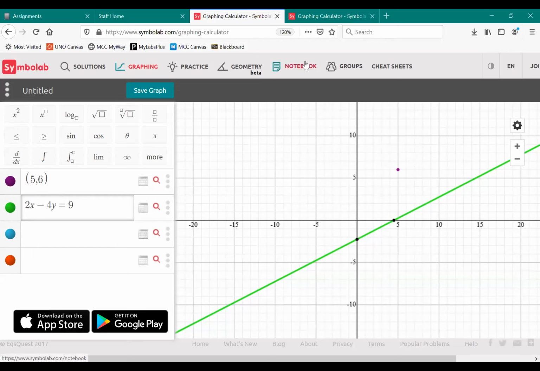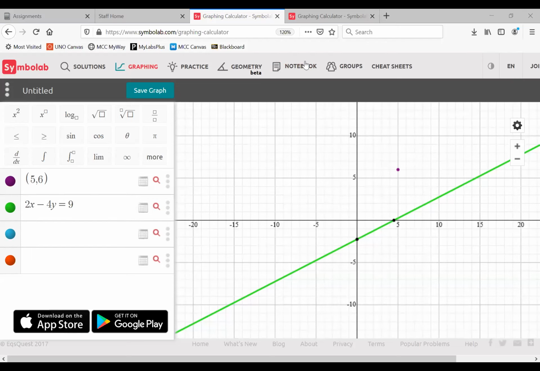So I'm going to, by hand, sketch what I think that would look like. Okay, so I'm going through this point 5, 6. I want to try to make a line that's perpendicular to this green line that we see. And that's a hard thing to sketch by hand. But that's kind of the main idea, okay? So I'm trying to draw a line that's going through the point 5, 6, and that's perpendicular to 2x minus 4y equals 9.